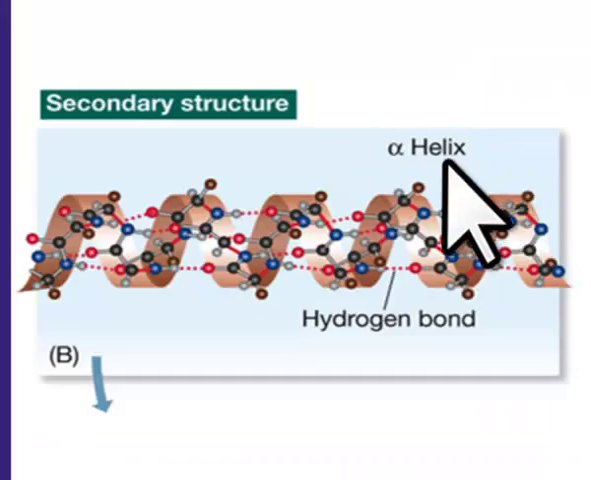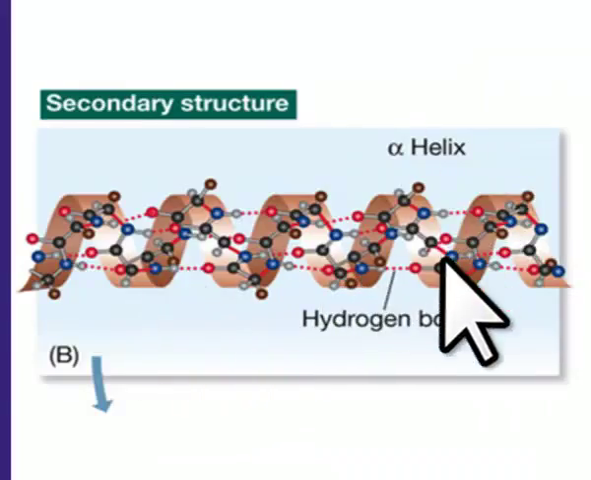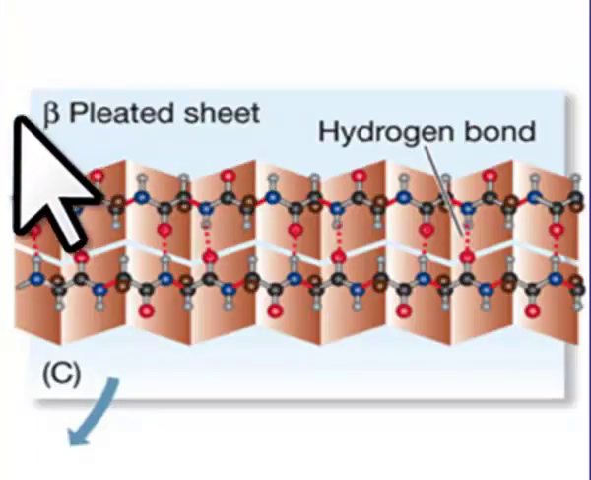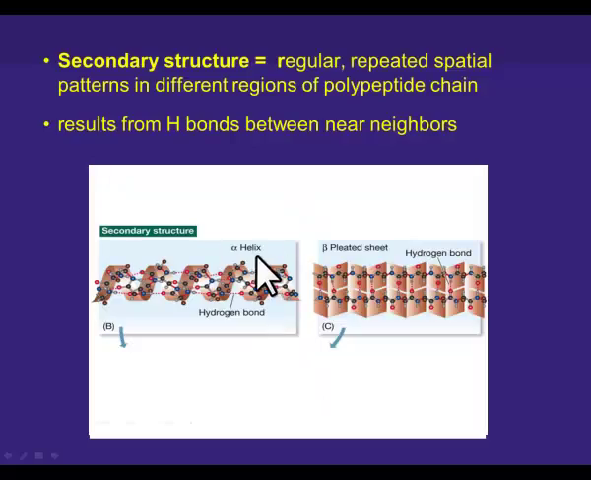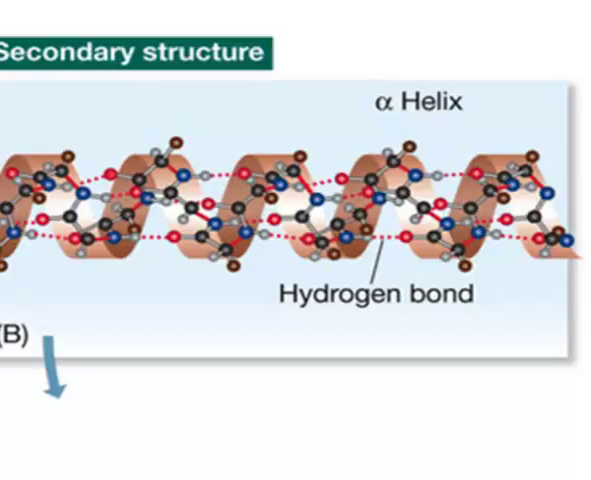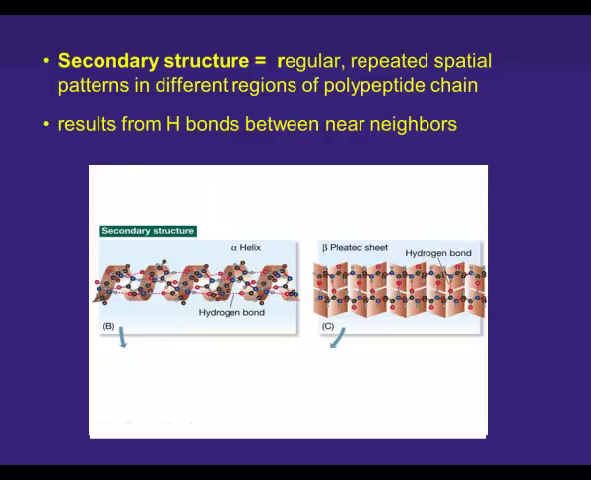The alpha helix, which has a structure that looks very similar to the coiled structure we saw in DNA, and the beta pleated sheet, which is unlike anything that we've seen before. Both the alpha helix and the beta pleated sheet result from hydrogen bonding between near neighbors. These hydrogen bonds form between the carboxyl group of one amino acid and the amino group of another. And this forms what we call a localized structure, so it happens between atoms that are fairly close together along the protein.